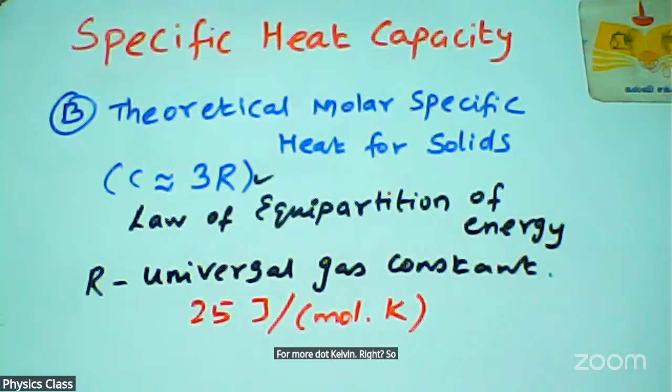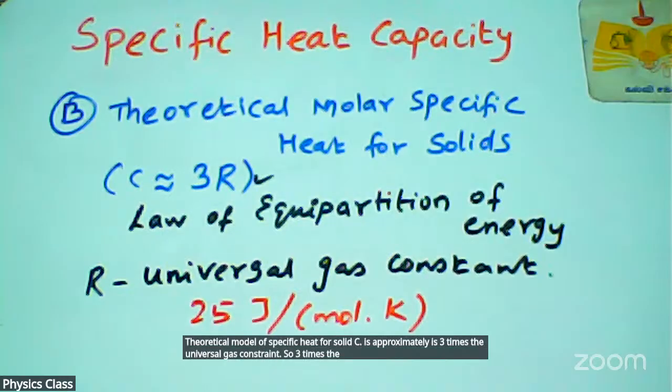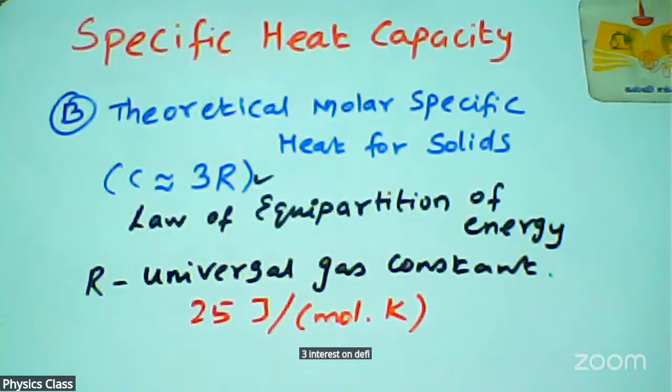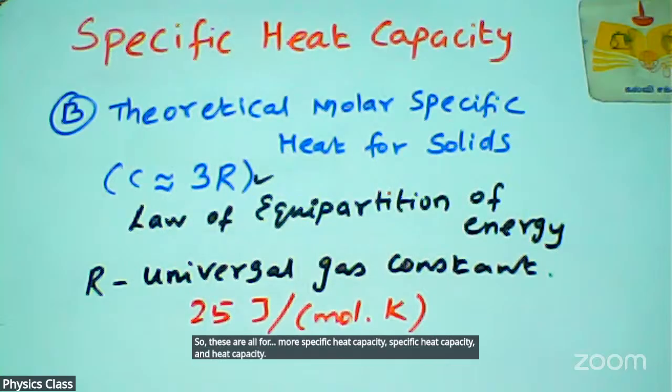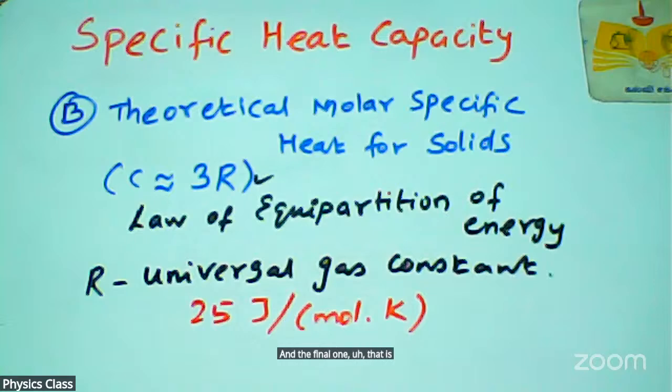So you have to know this theoretical molar specific heat for solid C is approximately 3 times the universal gas constant, so 3 into 25 approximately. Clear? So these are all for molar specific heat capacity, and heat capacity, and the final one is calorie, and for water 4186 joule per kilogram Kelvin.